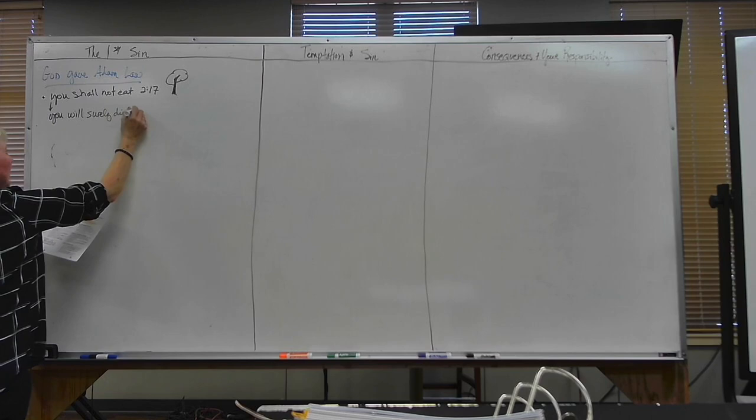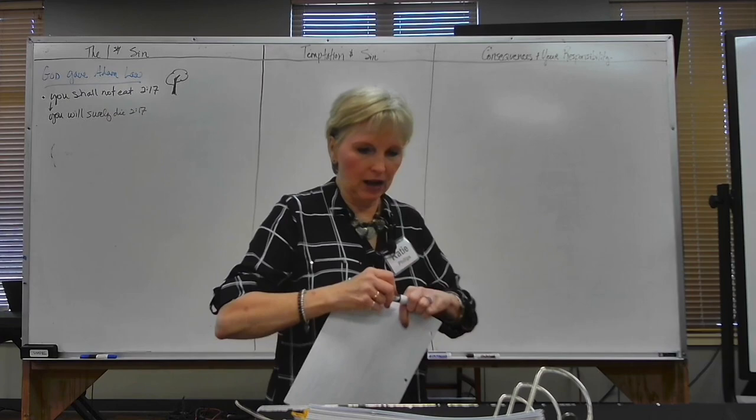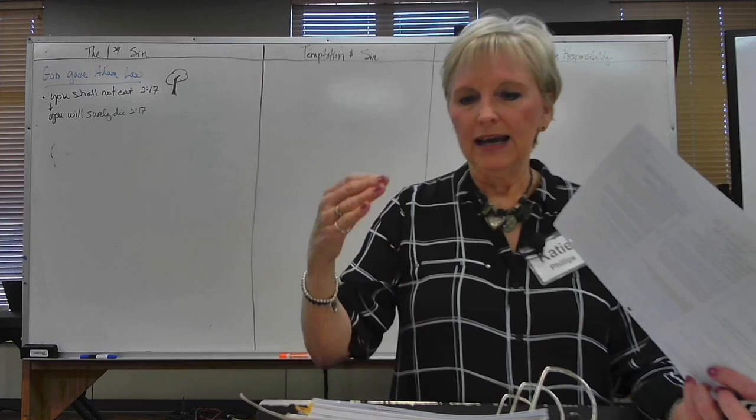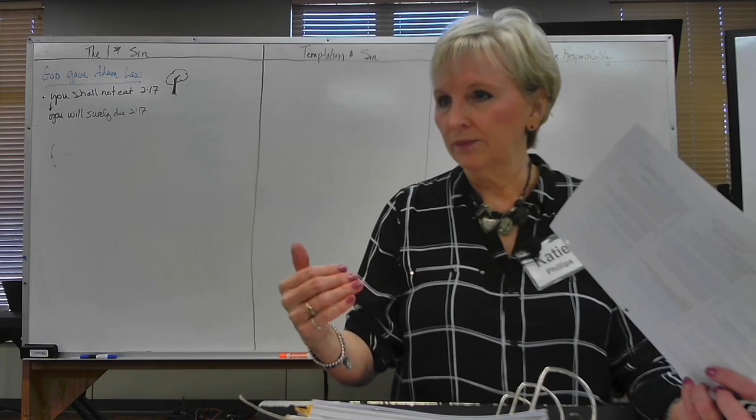Okay, so that sets up the law. Now we know what's going on there. The other thing that was very important to look at was the flow of thought in this. When God gave Adam this law in chapter 2, where was woman? She was not there yet. She had not yet been made by God, right?